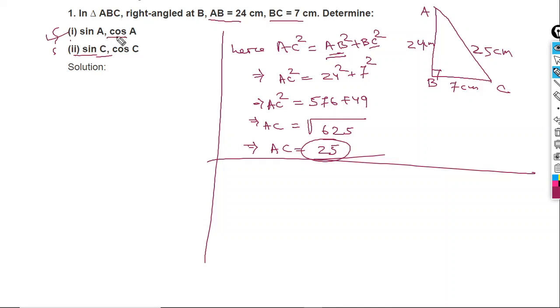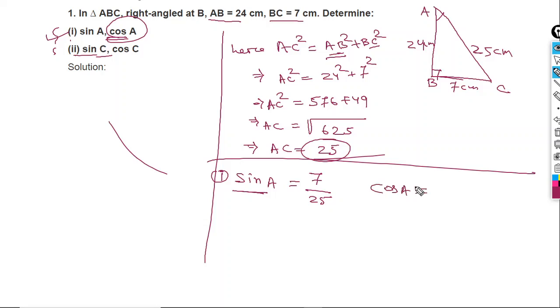Okay, now we will move to here. Sin A and cos A we have to find. So first we will find sin A. So you know sin A equal to side opposite of angle A divided by hypotenuse. So the side opposite of angle A, you look at it, is your BC. That means 7 divided by hypotenuse, which is 25. Okay, then we will move to the second one, cos A.